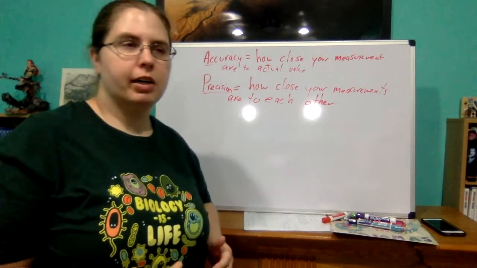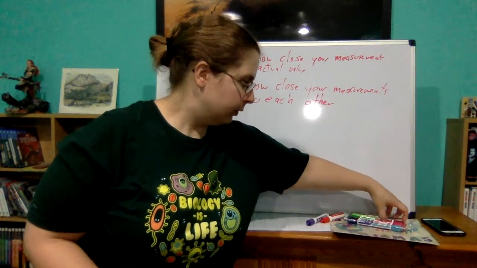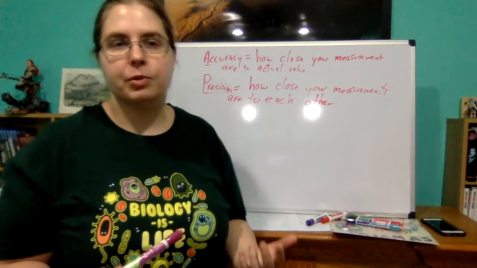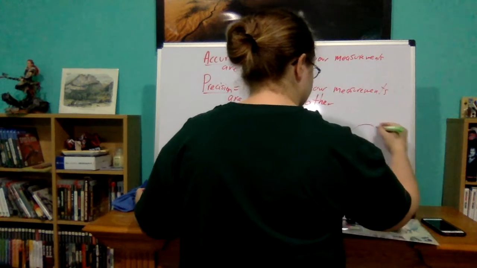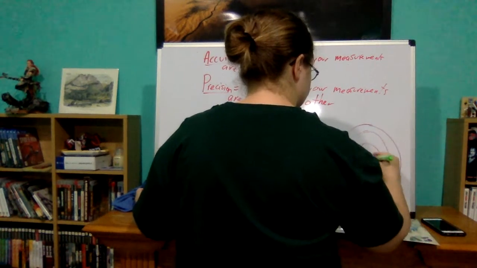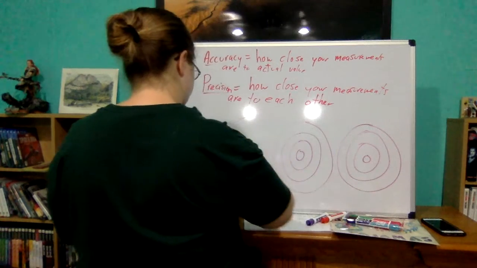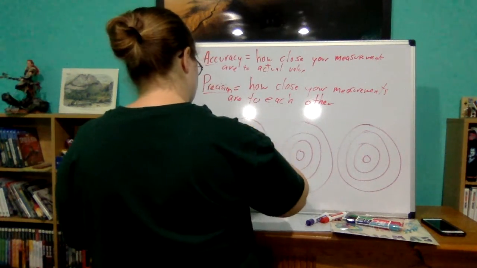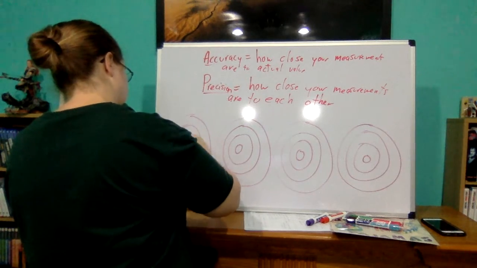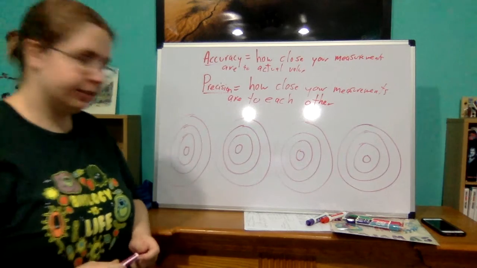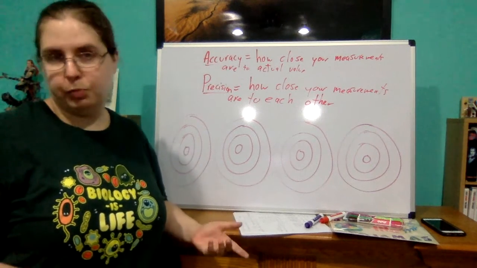Alright, so we're going to use an example of a bullseye. So give me a moment while I draw that up there. What we're going to do is look at how different shots taken at a bullseye can represent accuracy versus precision. I'm going to give us 4 bullseyes. Alright, so there we have four bullseyes. Now we're going to talk about how these can appear accurate, precise, both, or neither.